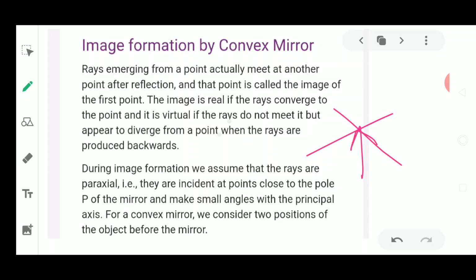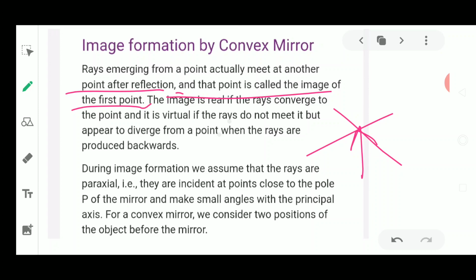As I told you earlier, in the last mirror which we studied, whenever two rays meet somewhere, the image is formed at that particular place. So the intersection of the light rays always gives rise to the image formed at that point. Okay, so the rays emerging from a point actually meet at another point after reflection, and at that point the image of the first point is formed.